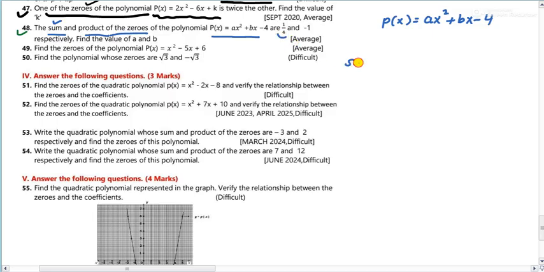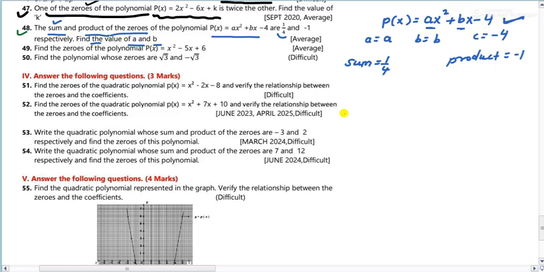This is what they have given, and as per the data, the sum is 1 by 4. What is the value of sum? Yeah, and the product is how much? Minus 1, correct? Yeah, this is the data they have given, and they are asking you to find the value of a and b. So in this equation you need to find the value of a and b. Okay, so a, b and c, I'll write it here as per standard form. A is a itself, b is b, and c is minus 4, correct?